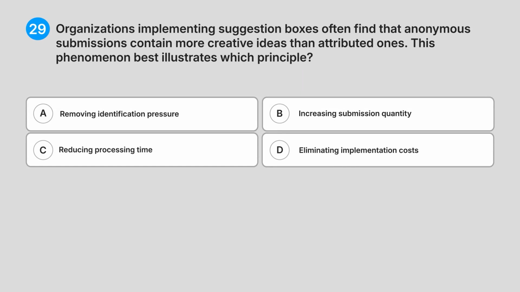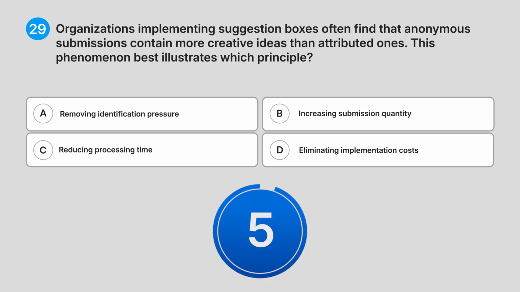29. Organizations implementing suggestion boxes often find that anonymous submissions contain more creative ideas than attributed ones. This phenomenon best illustrates which principle? A. Removing identification pressure. B. Increasing submission quantity. C. Reducing processing time. D. Eliminating implementation costs. Do you know the answer?